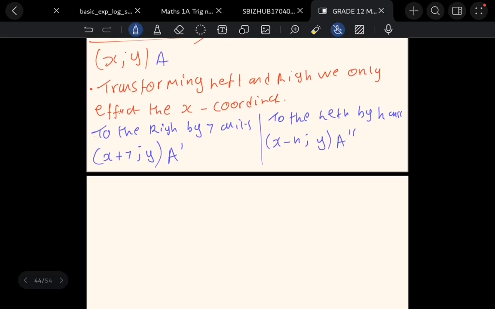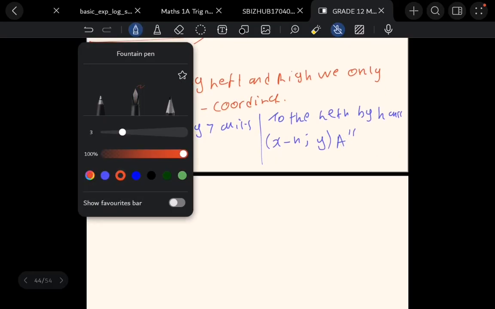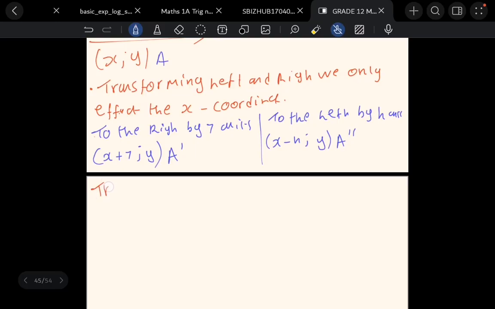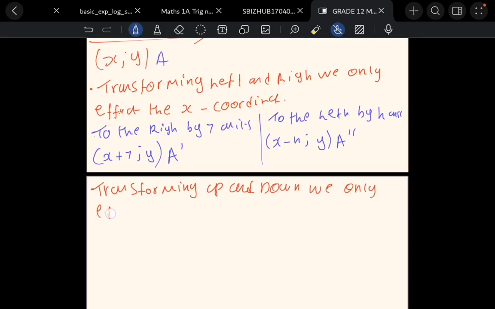Alright, and then transforming up and down, we only affect the what? Guess. The y coordinate.